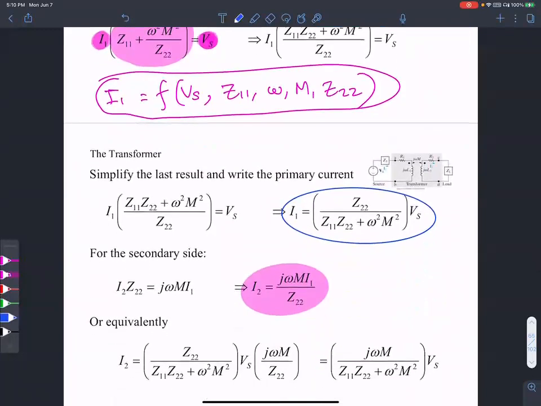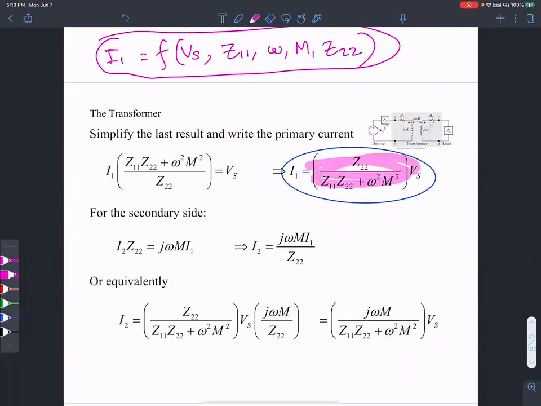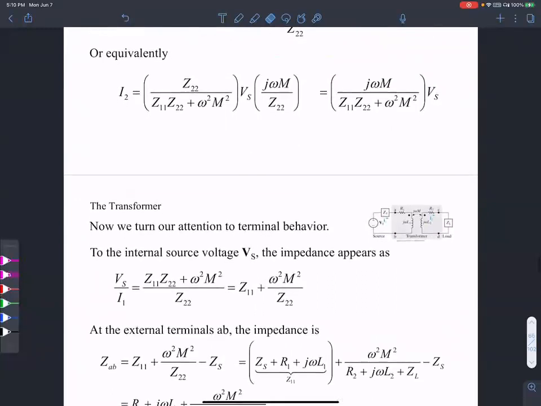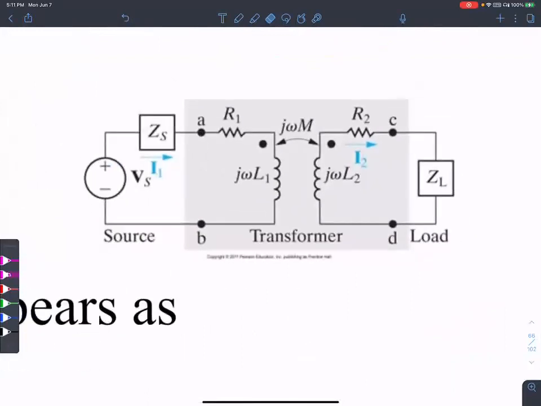So that's the idea. I1 is expressed in terms of the different parameters, and I2 is expressed in terms of the different parameters. Important result, because the problem asks you to calculate some results and nothing else. What else? If you want to look at the terminal behavior, or in other words, if you're looking into, let me highlight something here.